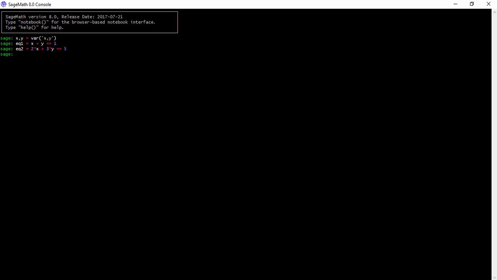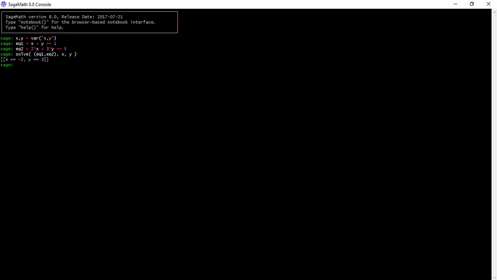Now we can solve the system. Solve these two equations for x and y. And we'll just let it compute. There, it solved it. X is -2 and y is 3.